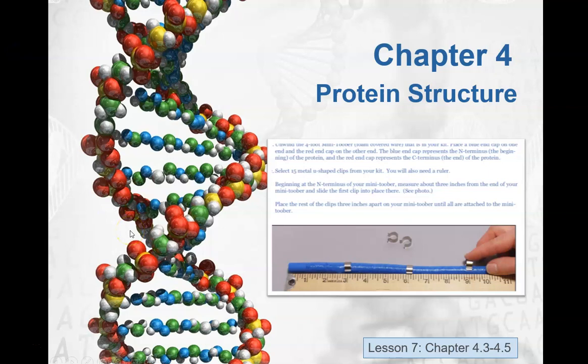Hello everyone. This lecture is on Chapter 4, Sections 4.3 through 4.5 in Essential Biochemistry. And what we did in class, to accompany this lecture, was use the Amino Acid Starter Kit from the Milwaukee School of Engineering. So it's a nice accompaniment to this lecture.